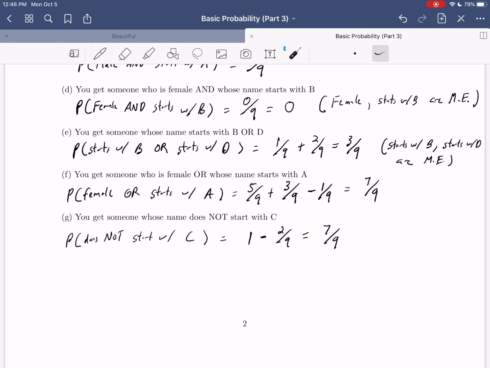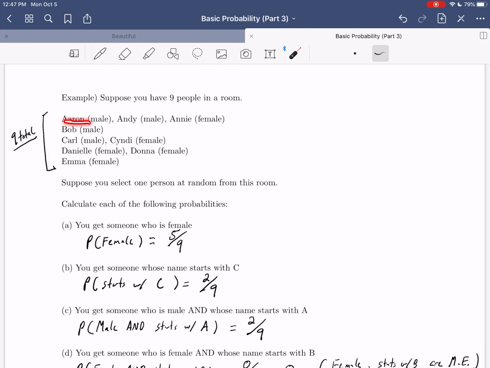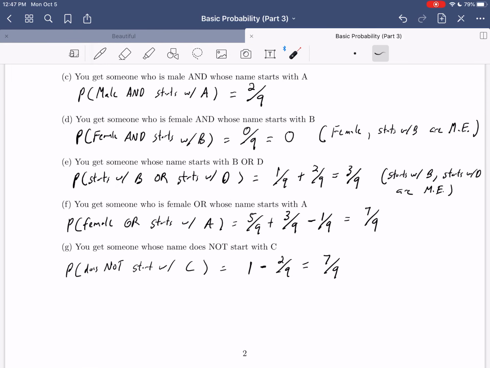Now, what if we just go through and carefully avoid everybody who does start with C? We should still get 7 over 9. So we would say, okay, Aaron, Andy, Annie, Bob, Danielle, Donna, Emma. Yep, that's 1, 2, 3, 4, 5, 6, 7, avoiding the people with C. So again, you don't have to use these rules right now. You can just be careful about counting and looking at your sample space. But as we go further, the rules are going to become more and more useful, so now is a good time to practice them.